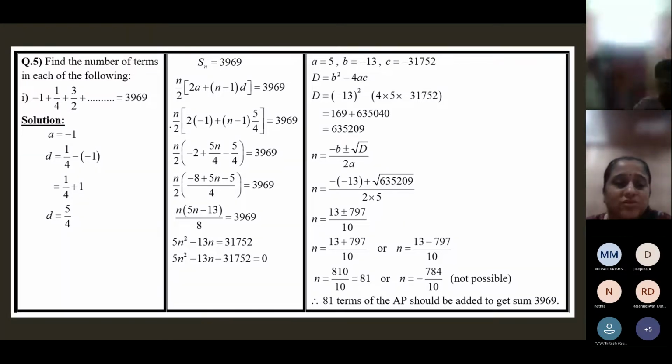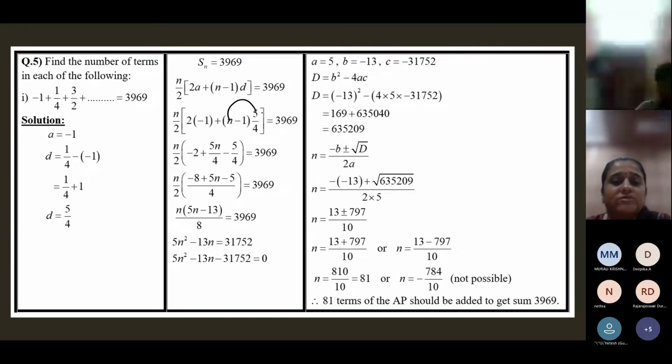So after substituting, children, 2 into minus 1 is minus 2. There's nothing else you can do; you have to multiply. See, this is n minus 1 into d. You have to multiply 5 by 4 with n, 5n by 4, and 5 by 4 with minus 1, minus 5 by 4. 2a, multiply 2 and a: 2 into minus 1 is minus 2. Then multiply n minus 1 and d.